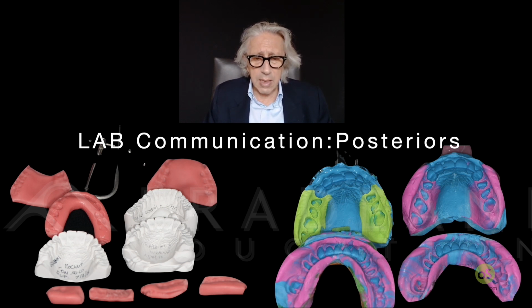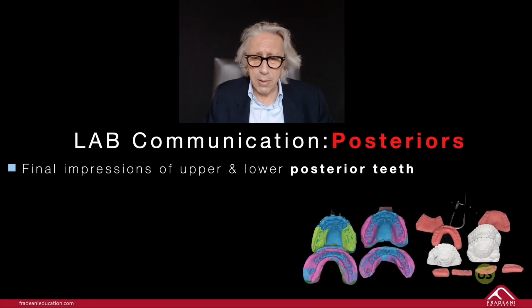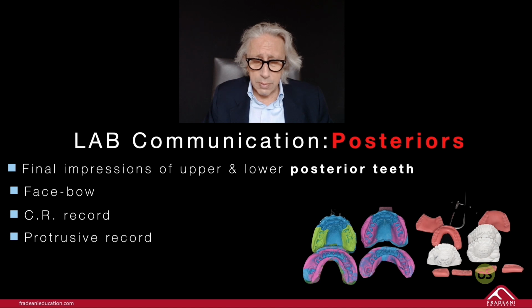And then all the bite records, etc. All the communication, the CR record, the facebow, and the bite record that we needed. Let me check on posteriors. Final impression of upper and lower posterior teeth. Okay? Because we kept the anteriors in place with the mock-up, still with the mock-up. Facebow taking, CR record, protrusive record, as you have seen already before, and bite records of upper and lower preps. But of course, that is upper and lower preps against the mock-up. And we will see in a while what we mean by that.